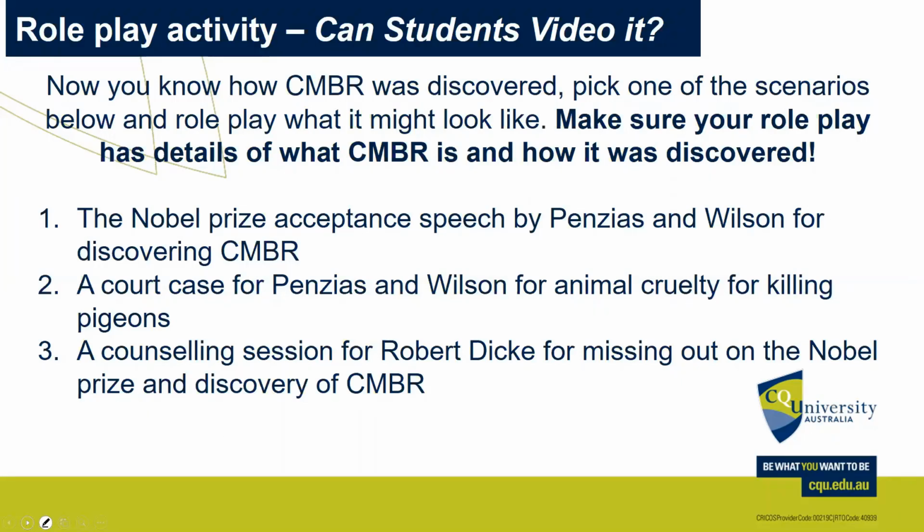So you could get them to do a role play or a digital video of the Penzias and Wilson acceptance speech, a court case for the killing of the pigeons they were chasing away from their little telescope, the radar dish, and a counselling session for Robert Dicke for missing out on the Nobel Prize and the discovery of CMBR. As I said, there is passion, there is violence, and there is energy in here. So again, there's a whole range of ways to access science. It doesn't necessarily have to be through science itself. It can be through the imagination.